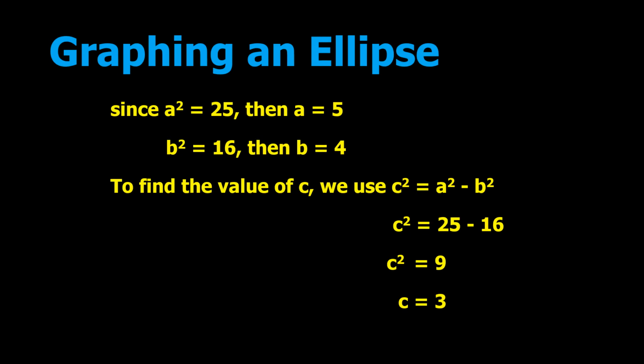Okay, so a squared is equal to 25, then a is equal to 5, taking the square roots of both sides. So b squared is equal to 16, then b is equal to 4. To find the value of c also, we use c squared is equal to a squared minus b squared. So we have here 5 squared is 25, 4 squared is equal to 16, 25 minus 16 is 9. Taking the square roots of both sides, the value of c is equal to 3.